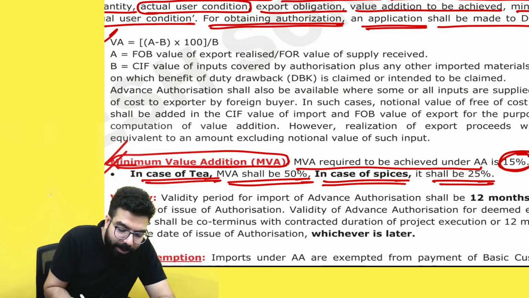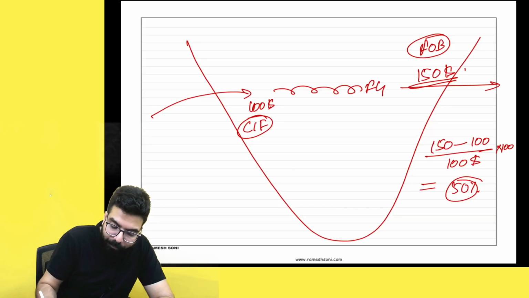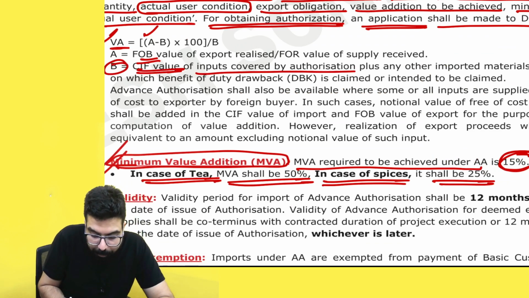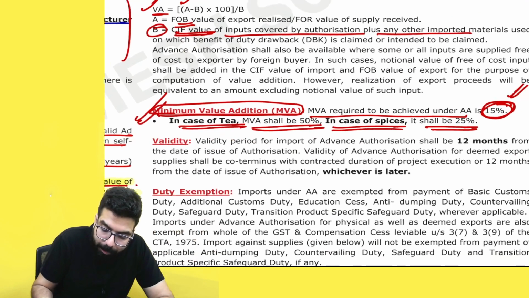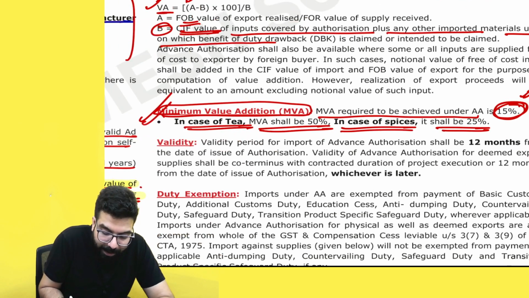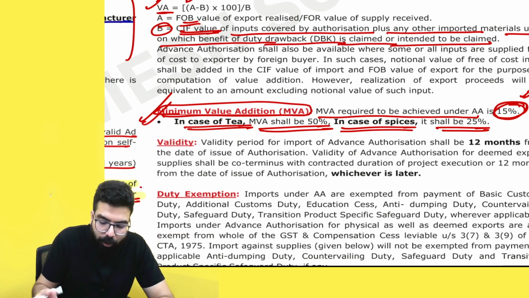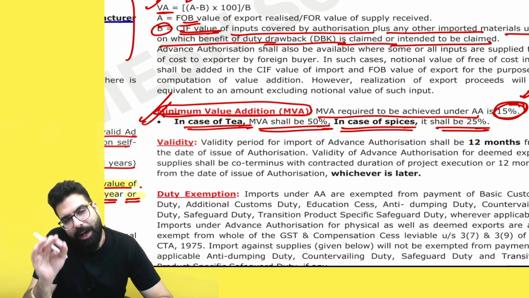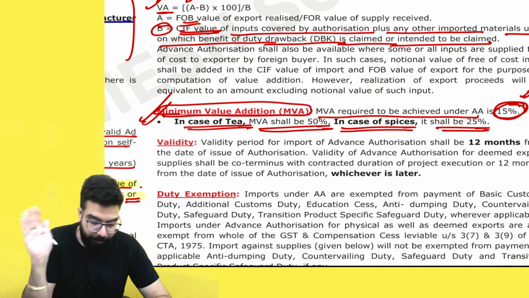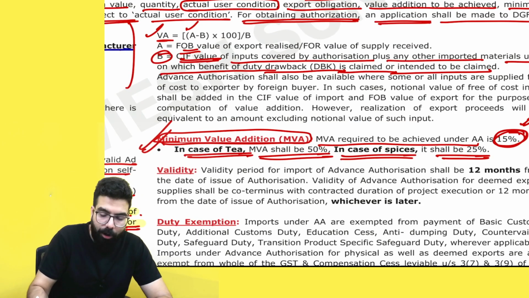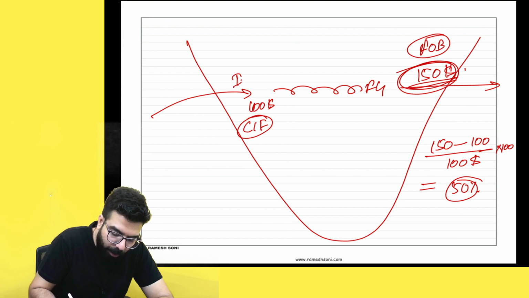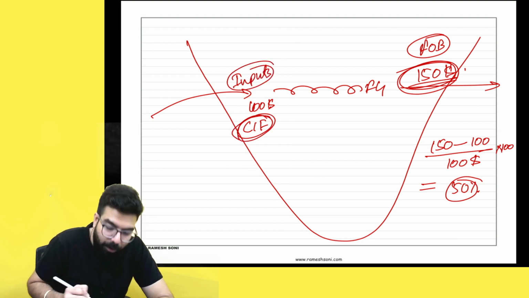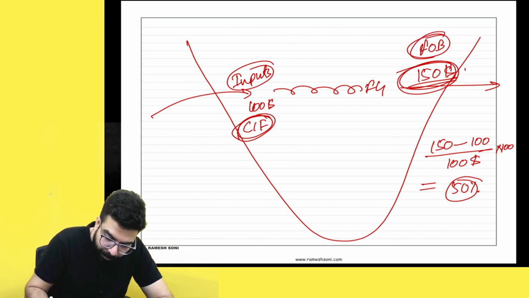Value addition is the FOB of the export minus the CIF value of the inputs covered by the authorization plus any other raw material used on which the benefit of duty drawback is claimed or intended to be claimed. Even if you are claiming duty drawback on any material, that item's value will also be included. For imports, whatever inputs you have imported, you take the inputs' CIF value. For export, the FOB value has to be taken.